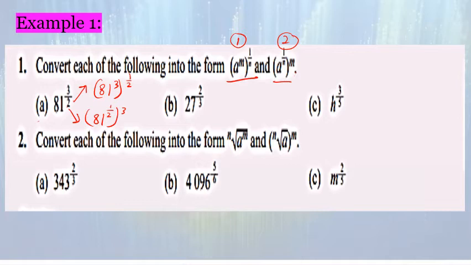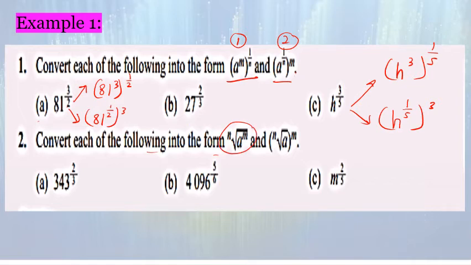B you do on your own. You can refer to the textbook. And we do C. Here we do the first pattern, power first, so h to the power of 3, and then bracket 1 over 5. For the second pattern, we do the fractional indices first, meaning the root, h to the power of 1 over 5, and then power with 3.